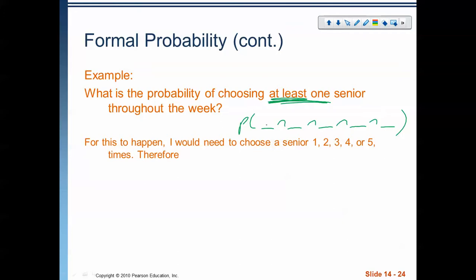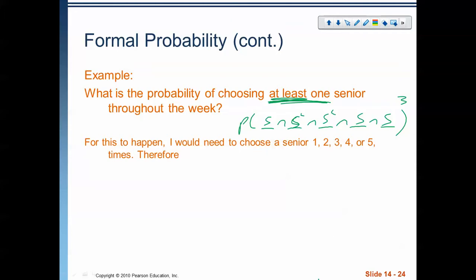Let me try this one more time. I would need to think of every situation where I would be choosing at least one senior. So here I chose 3 seniors. That's a lot of different ways to do it, right? Because I could have no senior, no senior, no senior, no senior, senior. I could have no senior, no senior, no senior, senior, senior. Or I could have any of those mixed around in between.